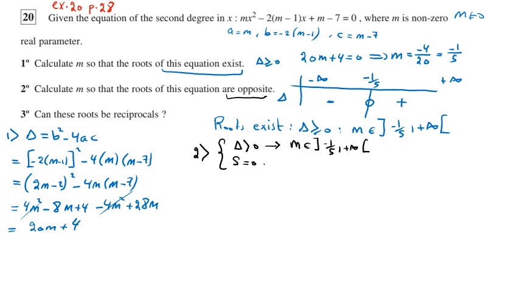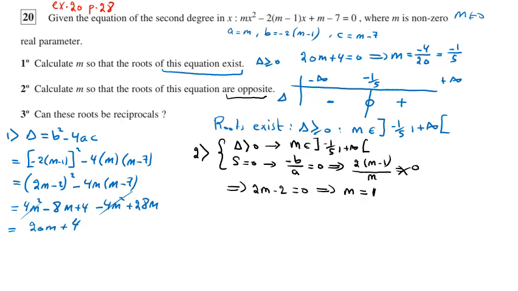S equal to 0, we find S, which is minus b over a, equal to 0, implies that minus 2m minus 1 equal 2 times m minus 1. We cancel minus by minus, over a, which is m, equal to 0. Cross multiplication, then we get 2m minus 2 equal to 0, implies that m equal 2 over 2, it's equal to 1. Is this number included in this interval? It is yes, so this answer will be accepted.